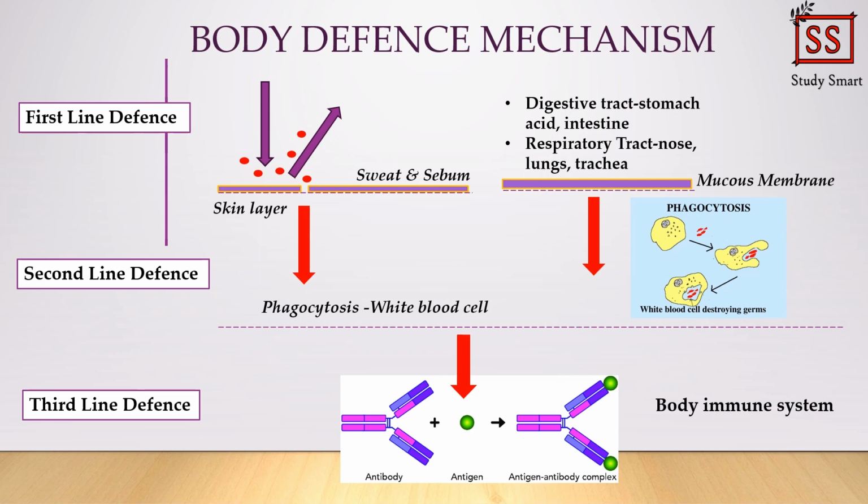In summary, our body defense mechanism consists of three lines of defense: first line, second line and third line. The first line of defense mostly consists of the skin layer, the mucus, tears and also the cilia. The second line of defense consists of the phagocytosis by the white blood cells. And the third line of defense is the immune system.